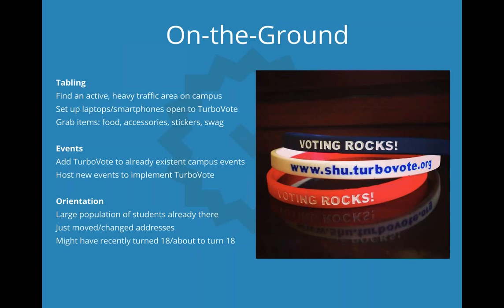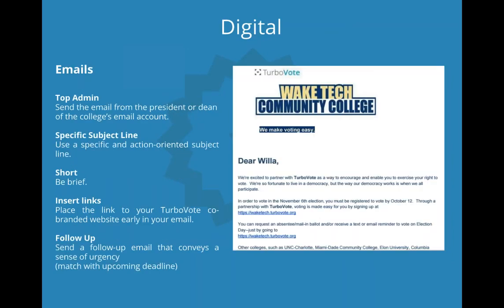So overall, face-to-face interaction can be super valuable. It helps build a connection and personalize the voting experience. However, a digital bottleneck is a way that, even though it's not as personal, you can target even more people. And a successful thing we've seen with this is sending mass emails.